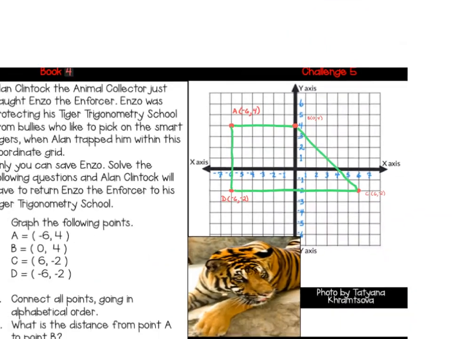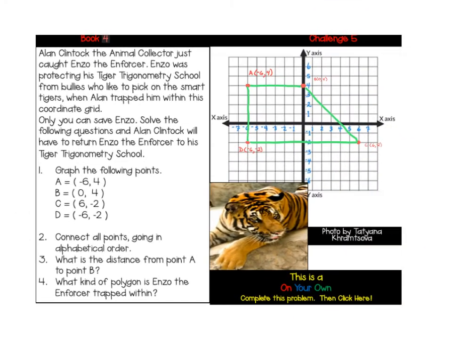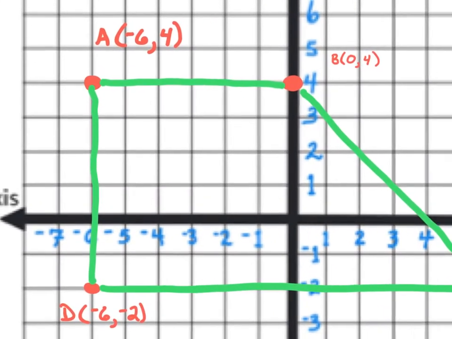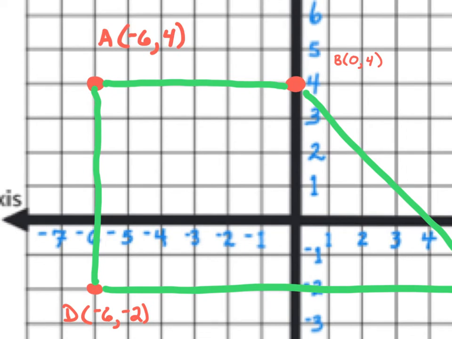Let's go ahead and look and see what we're going to do here for problem 3. What is the distance from point A to point B? So right here from point A to point B, and we're going to just solve that right now. So now if I do this, I can do it once again in 2 different ways. I can simply count the points right now, or the lines rather.